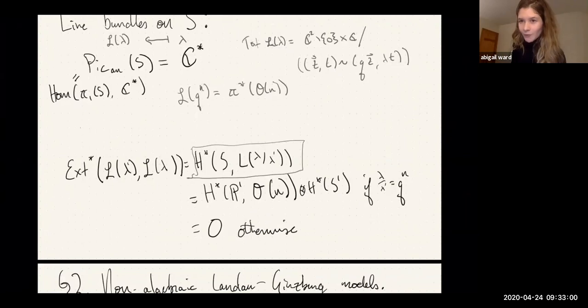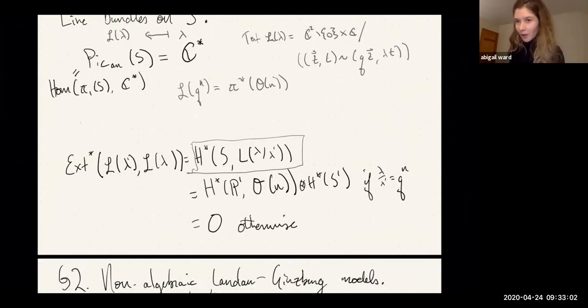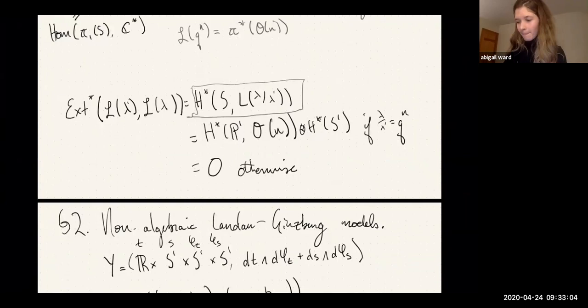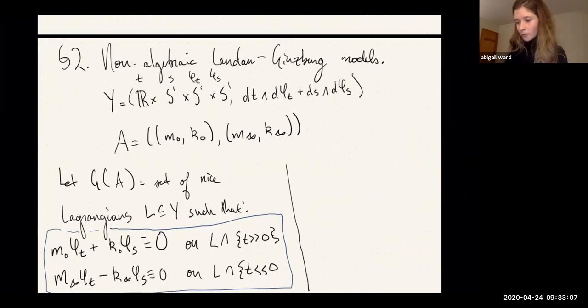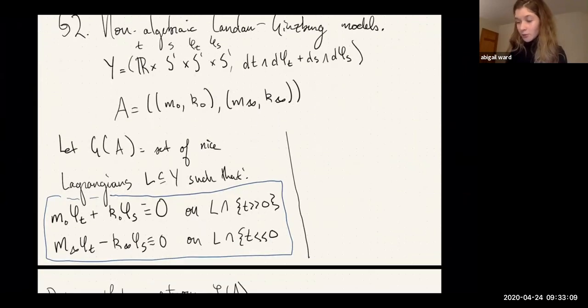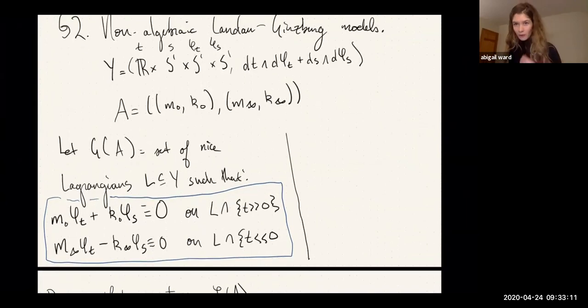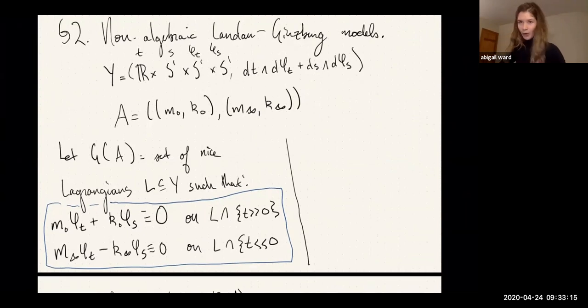Feel free to interrupt me at any time. But I want to get to the actual symplectic geometry of the talk. These are the so-called non-algebraic Landau-Ginzburg models. I promise now I'll slow down a tiny bit.